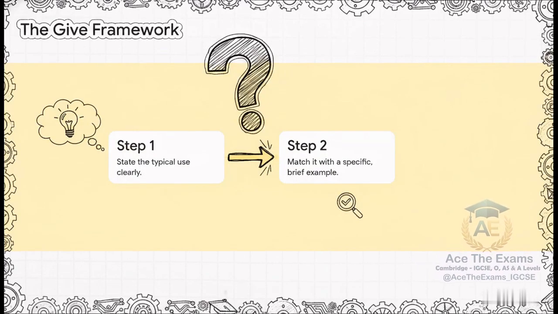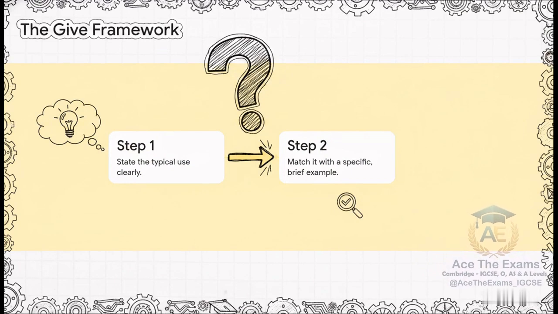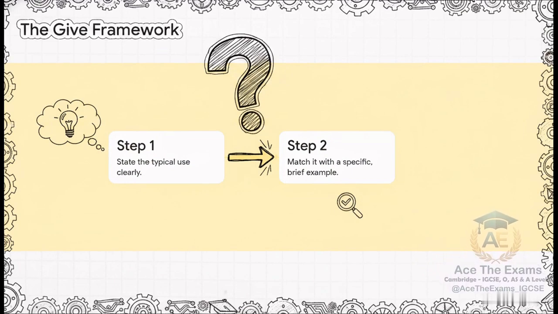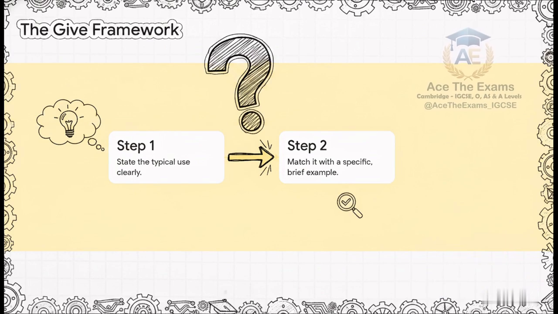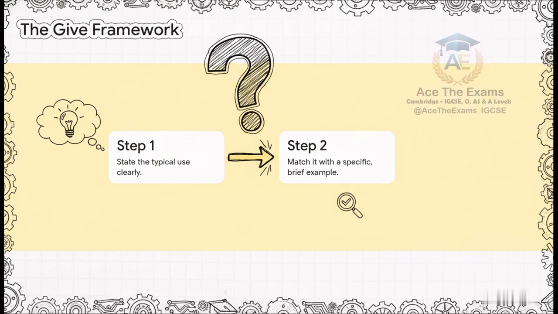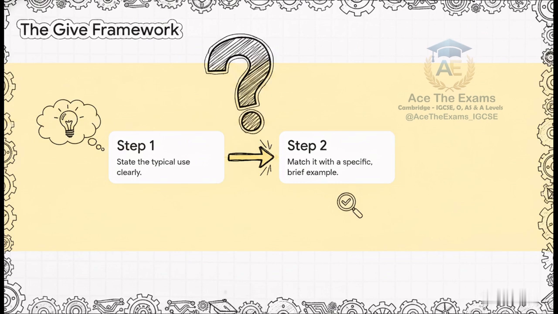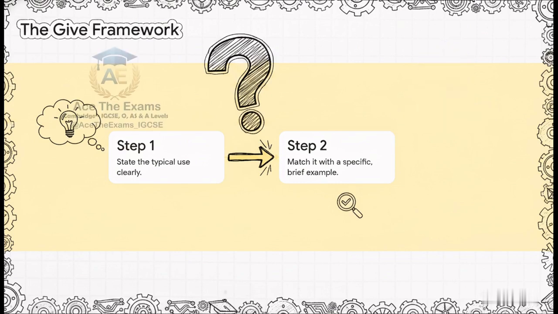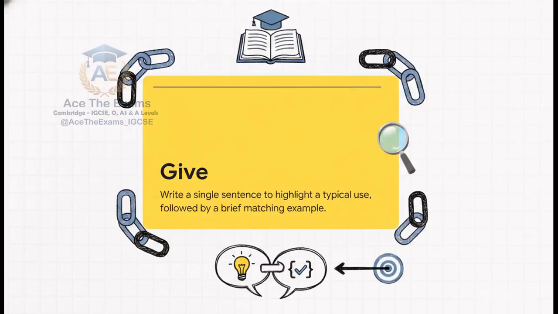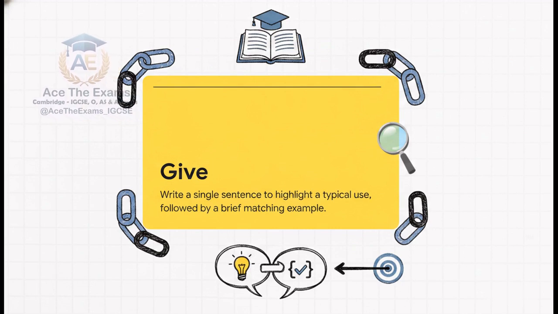Okay, let's fix this right now. In a moment, I'm going to show you the exact examiner clue that changes your mark band completely. But first, you really need the framework that makes that clue super obvious. Here are your steps to mastering this specific type of question. Step 1, state the typical use clearly. Step 2, match it directly with a specific brief example. That right there is your non-negotiable formula. It's like a 2-piece puzzle. So let's look at how we actually translate the command word give in this context.